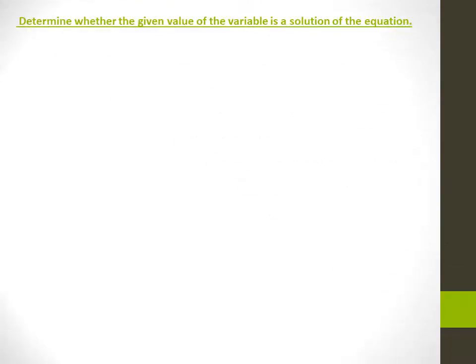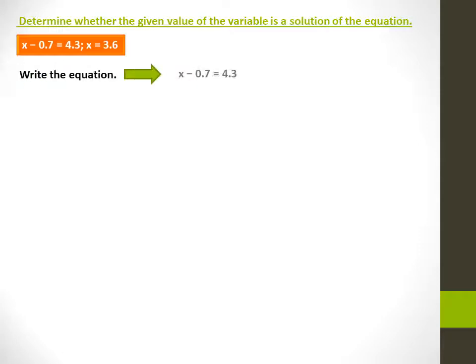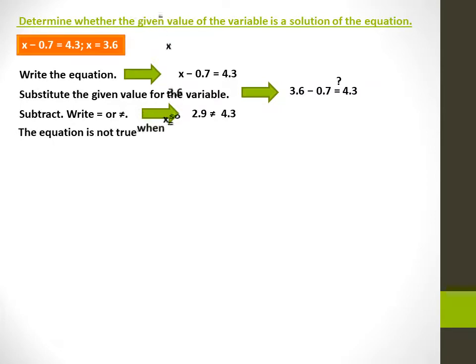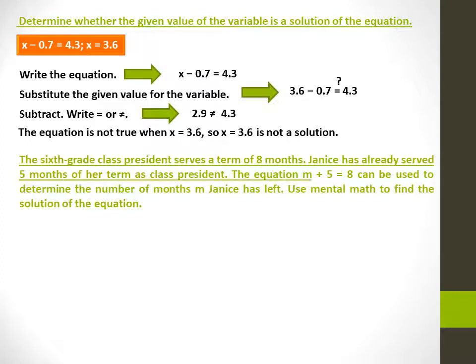Determine whether the given value of the variable is the solution of the equation. x minus 0.7 equals 4.3 for x equals 3.6. Write the equation. x minus 0.7 equals 4.3. Substitute the given value for the variable. Is 3.6 minus 0.7 equal to 4.3? Subtract, write equals or different than. 3.6 minus 0.7 is equal to 2.9. 2.9 is different than 4.3. The equation is not true when x equals 3.6, so x equals 3.6 is not a solution.